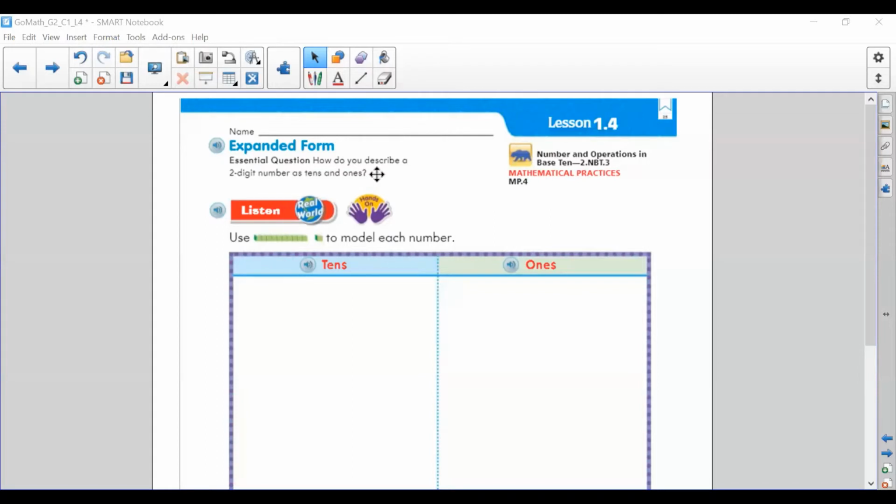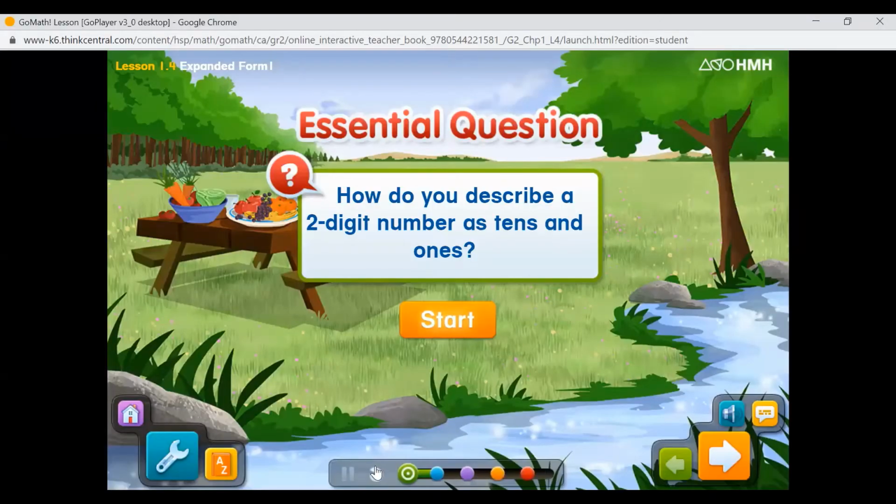So let's take a quick break and watch Jessie Bear and see how Jessie Bear solves the problem of describing a two-digit number as tens and ones. How do you describe a two-digit number as tens and ones?